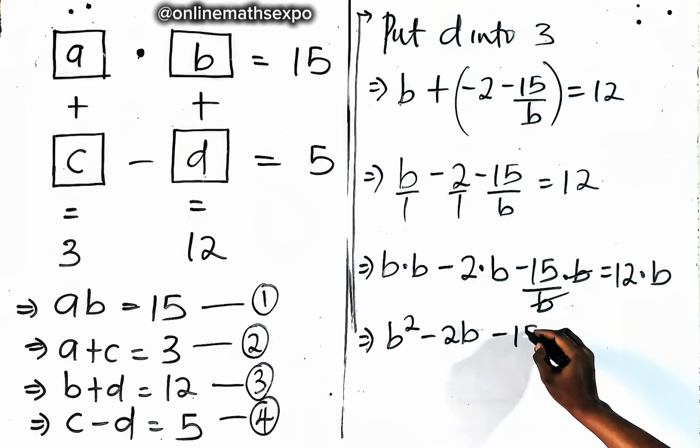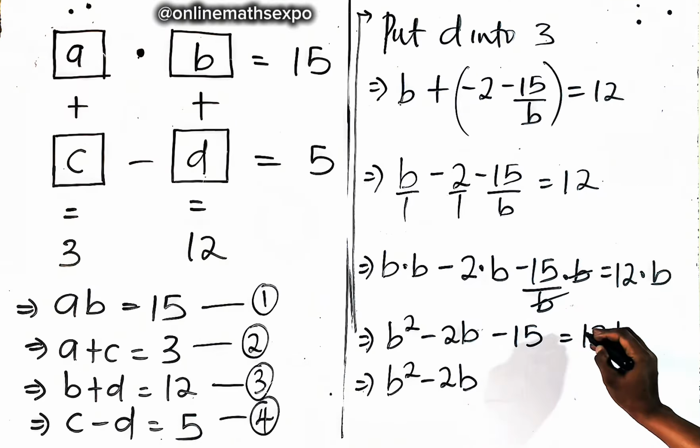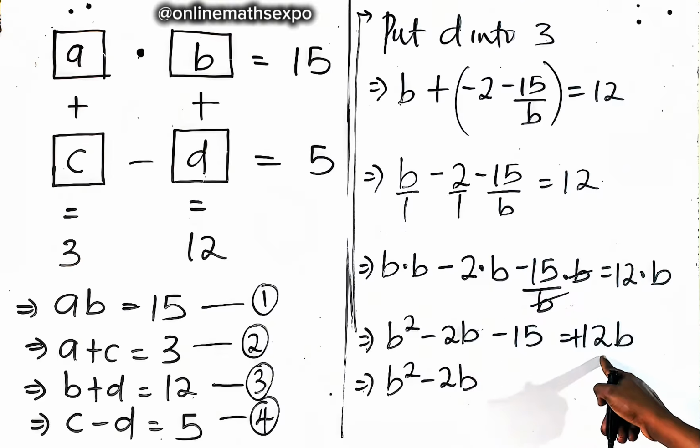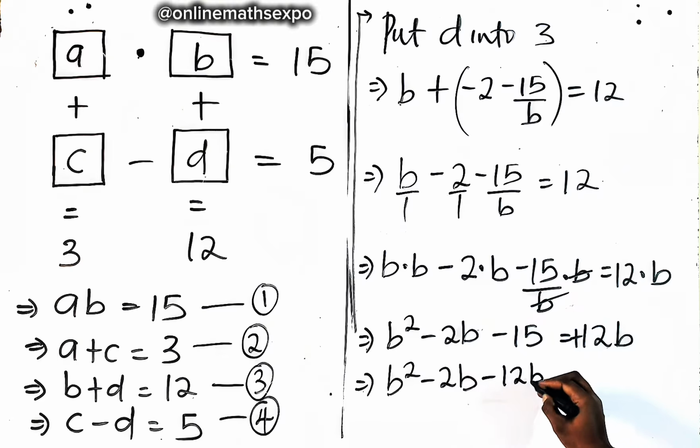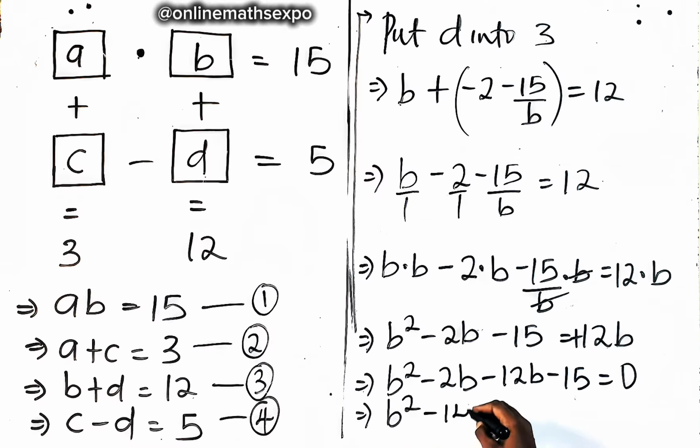So if you simplify, you have B squared minus 2B. We need to take this to the left, so we subtract. We subtract 12B from both sides, then minus 15. If you subtract here, it goes off. So we now have B squared, this will give us negative 14B minus 15 is 0. So what do we call such an equation? This is now your quadratic because the highest power of B is 2. So we're going to solve this equation to get the values of B.